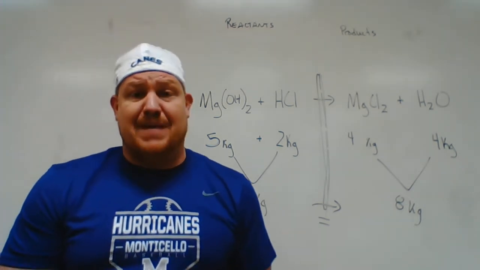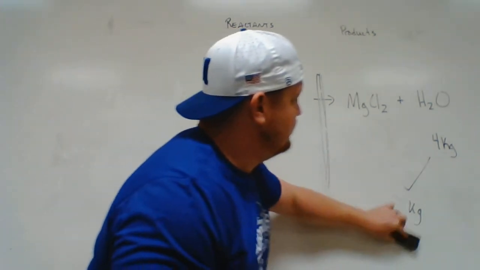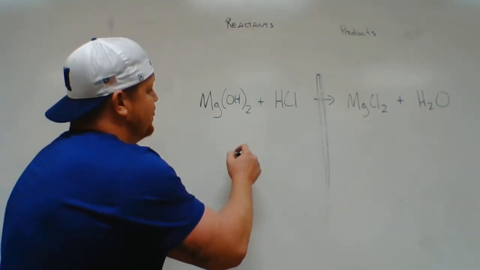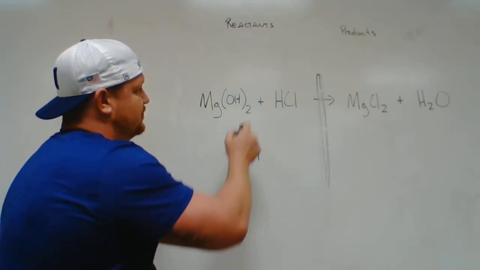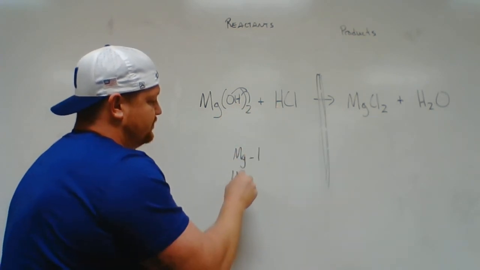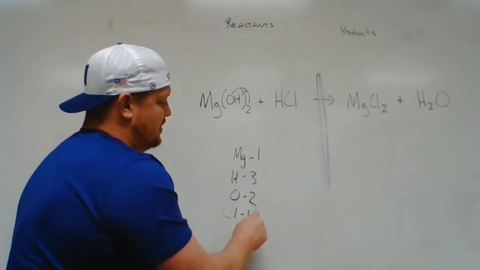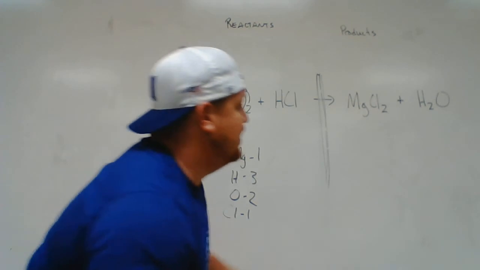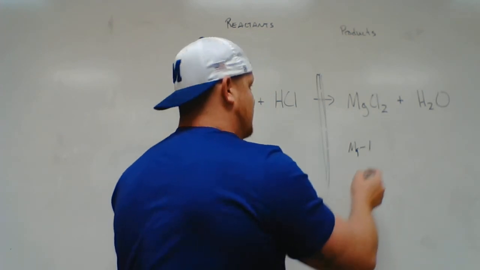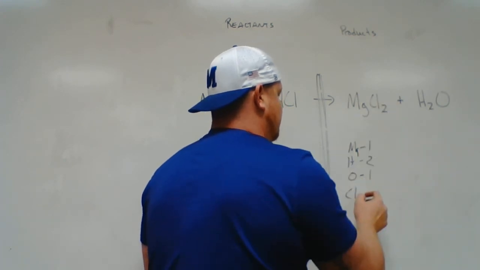Got several videos on balancing. When I say balancing, this is not balanced. So if we were to count atoms, it might be balanced. I don't know, I just made this up off the top of my head. Let's see. So in the reactants here, I have 1 magnesium, right? We'll distribute this, so I'll have 1, 2, 3 hydrogens, 2 oxygens, 1 chlorine. So this is my total number of atoms in the reactants. In my products, I have 1 magnesium, 2 hydrogens, 1 oxygen, and 2 chlorines.